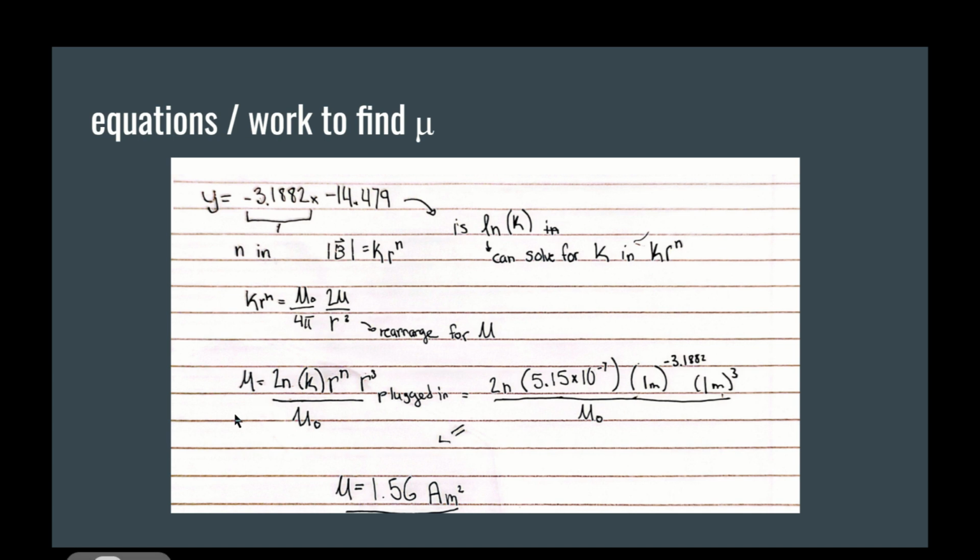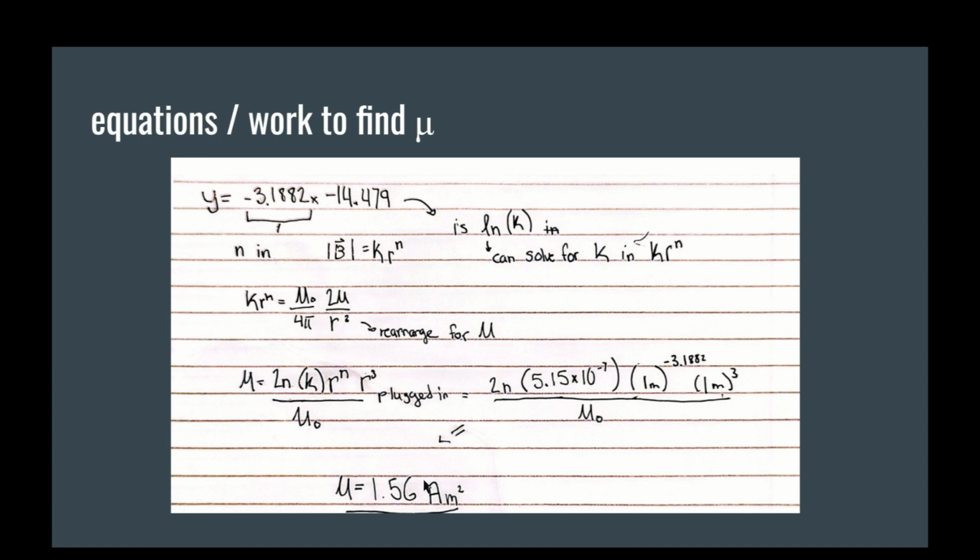And now, as you can see, the only unknowns we really have can be solved by using these parts of that equation. I forgot to replace the n here, but it is equal to this value. We can assume that r is around 1 meter. And with that, we get that our mu, or magnetic dipole moment, is equal to 1.56 amperes times meter squared.